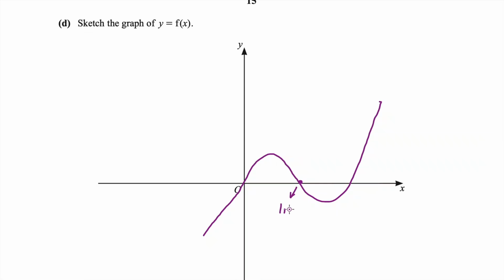So this is 1 comma 0, this is 2 comma 0, and this is 0 comma 0. And also, what are the other points that we can mention? This is 0.4 comma 0.4, and this is 1.6 comma minus 0.4. It is down and that is up, and this is the shape. So this is the sketch of the graph. This completes this question.